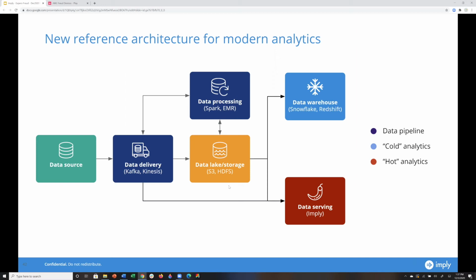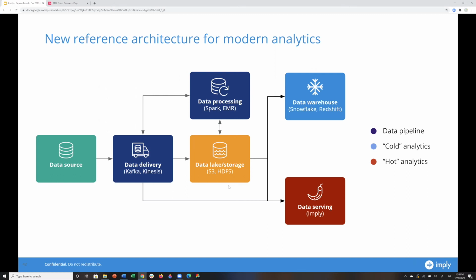And then that also gets fed into a data processing layer, which is your data pipeline for doing micro ETL or batch ETL using Spark or EMR and similar technologies. And that's mainly for enriching the data set that is available from Kafka. And then data output from the processing gets fed back into the data lake storage.